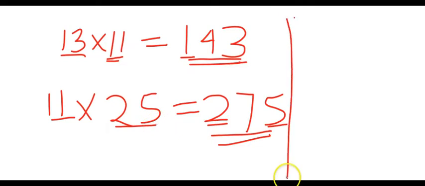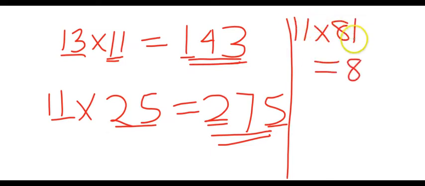Again, if I have 11 times 81, what I'll do is open 8 and 1, add the two numbers, and I get 9. Put a 9 inside. 891 is the answer for 11 times 81. And that is very beautiful.